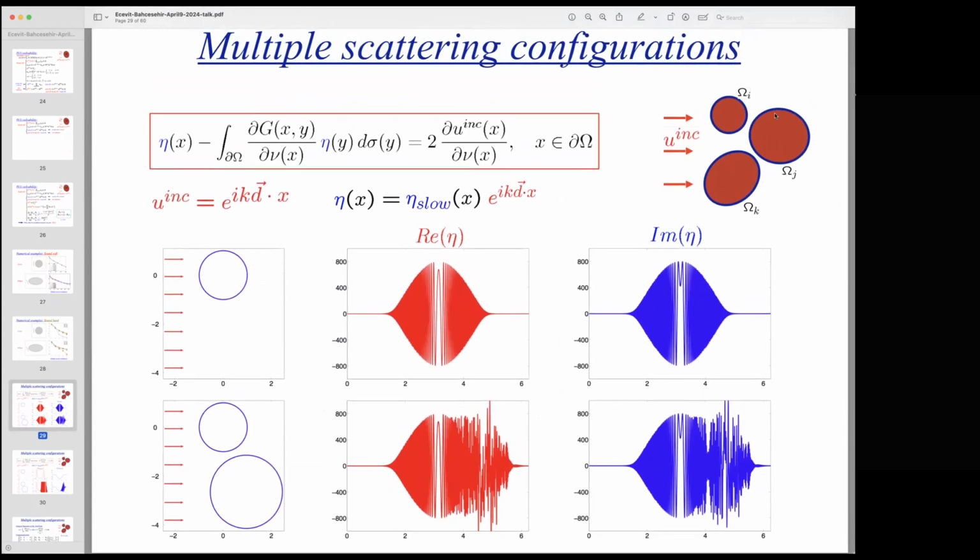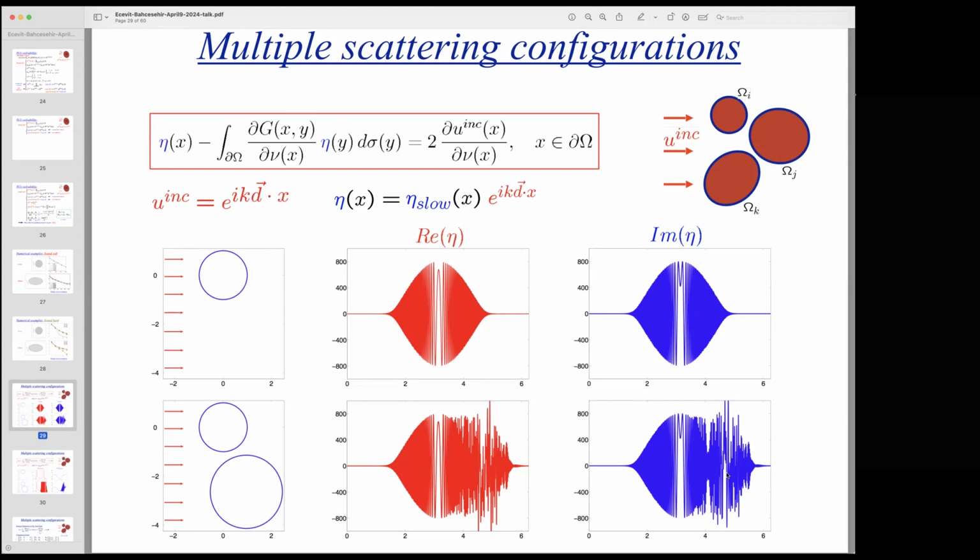In this particular setting, I have 3 obstacles. What I'm comparing here is, taking again an incident field, this time with direction d, U inc is e to the ik d dot x. Then I'm writing my eta as eta slow times e to the ik d dot x, the same thing, and trying to solve this integral equation. What is plotted on the first line of these figures is if I have just a circle; these are the real and imaginary parts of your solution. And what is plotted on the 3 figures at the bottom is if you have 2 circles, just like this; these are the real and imaginary parts of the solution.